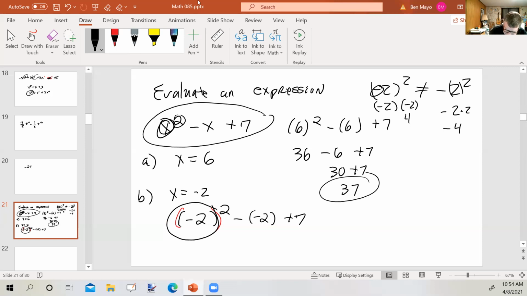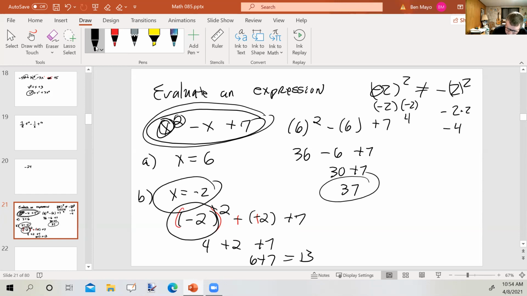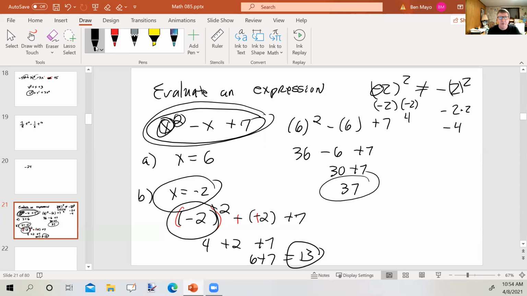All right, now going back to evaluating our expression. So (-2) squared is 4. Subtracting a negative is like adding a positive. So we've got +2 plus 7. 6 plus 7 is 13. So the value of this expression when x is -2 is 13. So the value of the expression changes as the value of the variable changes, said Captain Obvious.